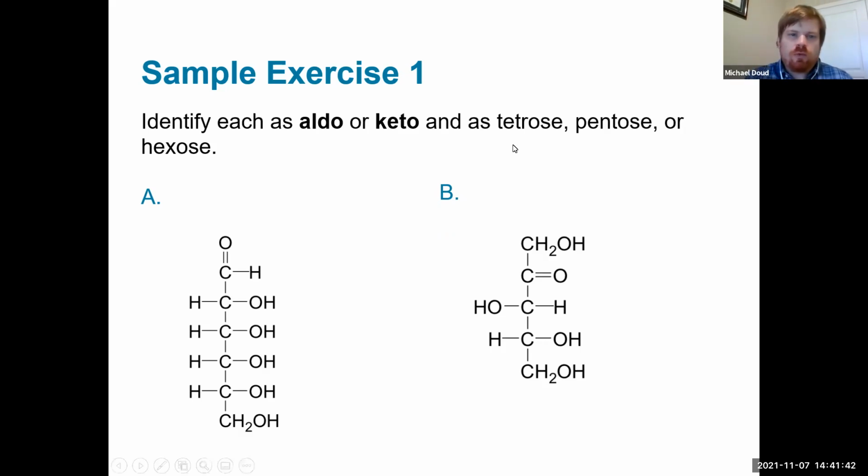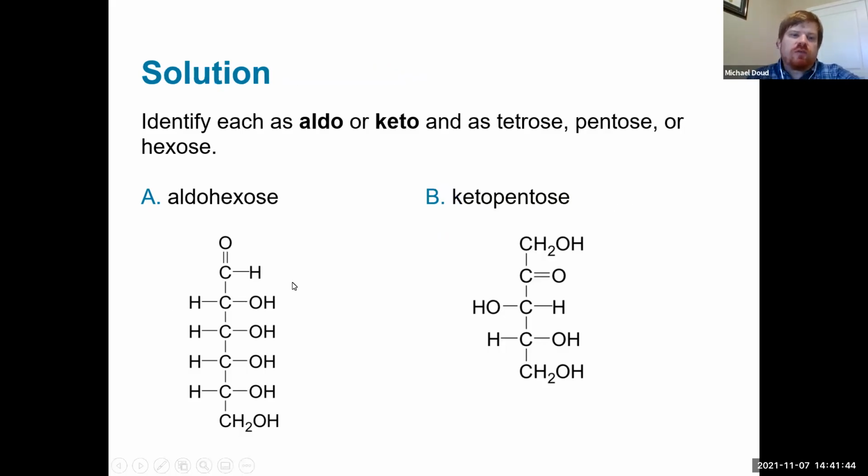Okay, here we go. Let's go ahead and take a look. So first up, for A, we have 1, 2, 3, 4, 5, 6 carbons in the chain. So it's a hexose, and it's an aldehyde group. So we would call it an aldohexose. Then for B, we have 1, 2, 3, 4, 5 carbons in the chain. So it's a pentose with a ketone. So that's a ketopentose.